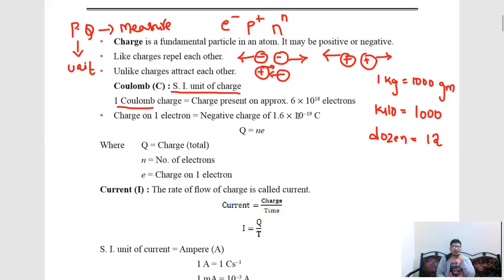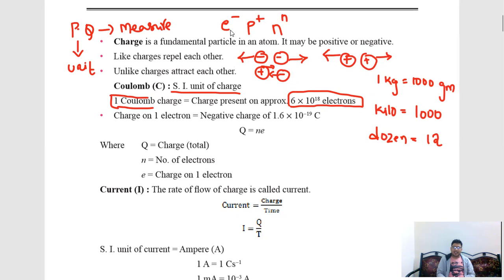What is that number? In 1 coulomb, nearly 6 into 10 to the power of 18 electrons will be present. So if you take a group, a count of electrons, what should that number be? 6 into 10 to the power of 18. If you take that many electrons, it is known as 1 coulomb. In electricity, it is not easy for us to say 5 electrons, 8 electrons, 25,000 electrons, because the charge is very, very small. So here we are considering 1 coulomb.